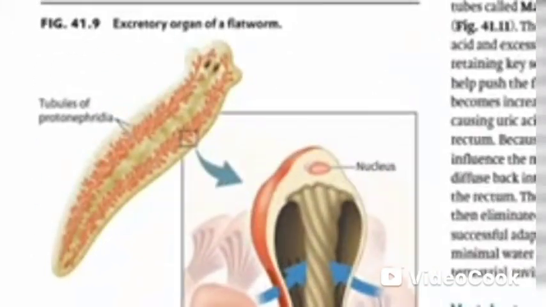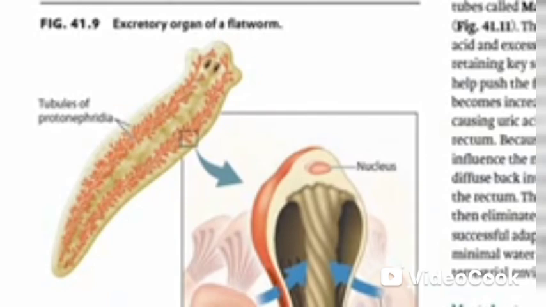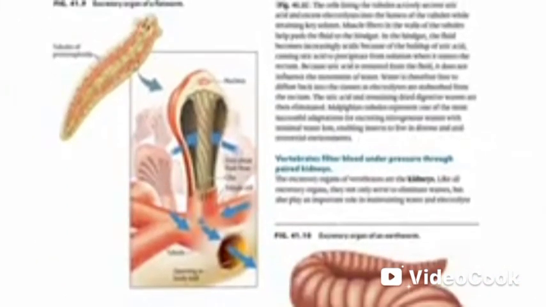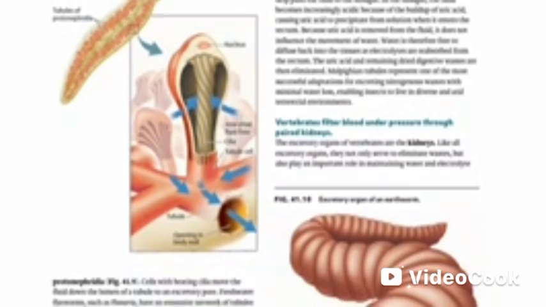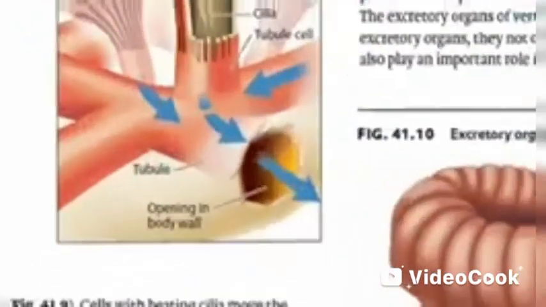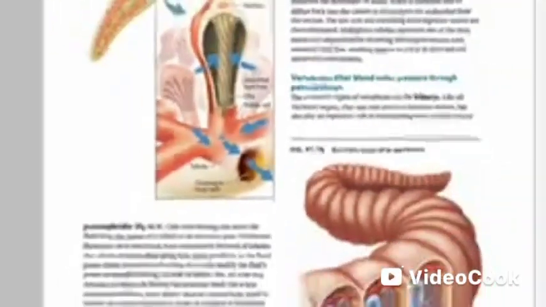Here in this tubule of protonephridia, see the flame cell, how the cilia are beating, cilia drawing interstitial fluid. Reabsorption, then urine is expelled out. So this is the opening in the body wall.